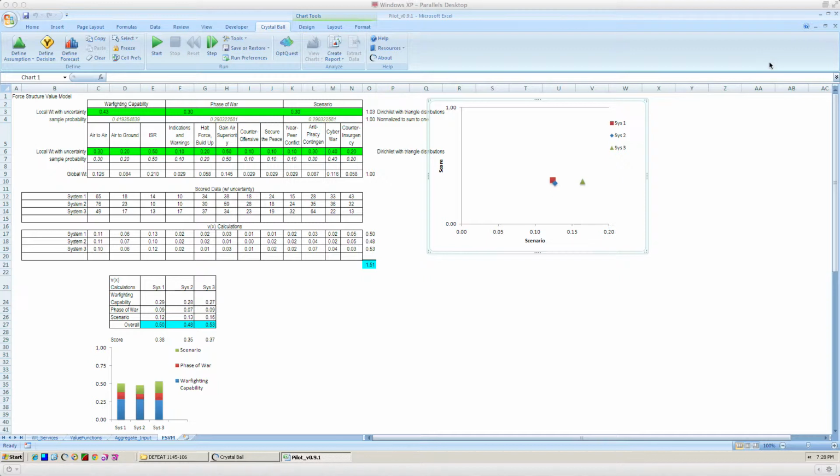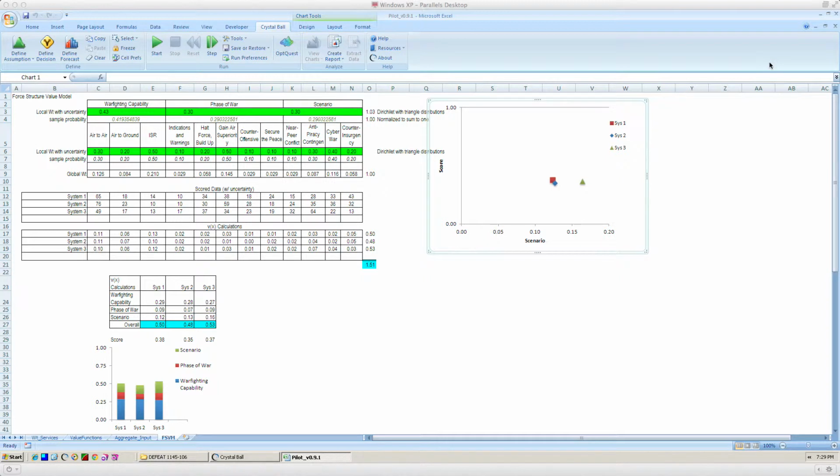I'm a Senior Principal Analyst at Innovative Decisions, and I'm here today to present to you an example of a multiple objective decision model. But it's not your typical multiple objective decision model. It is a quantitative value model that has incorporated uncertainty in two ways.